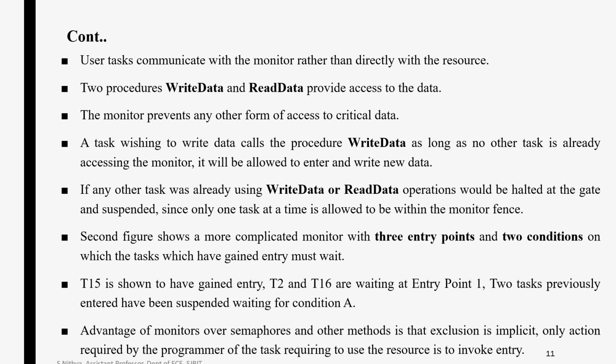If any other tasks are already using the write data or read data operations, they would be halted at the gate or suspended. Only one task at a time is allowed within the monitor fence. Among these three entry points, T15 gains entry, while T2 and T16 are waiting for entry. The two tasks that previously entered have been suspended, waiting for condition A. The advantage of the monitor over the semaphore and other methods is that exclusion is implicit. Only actions are required by the programmer of the task which requires the resource, that is, to invoke the entry.